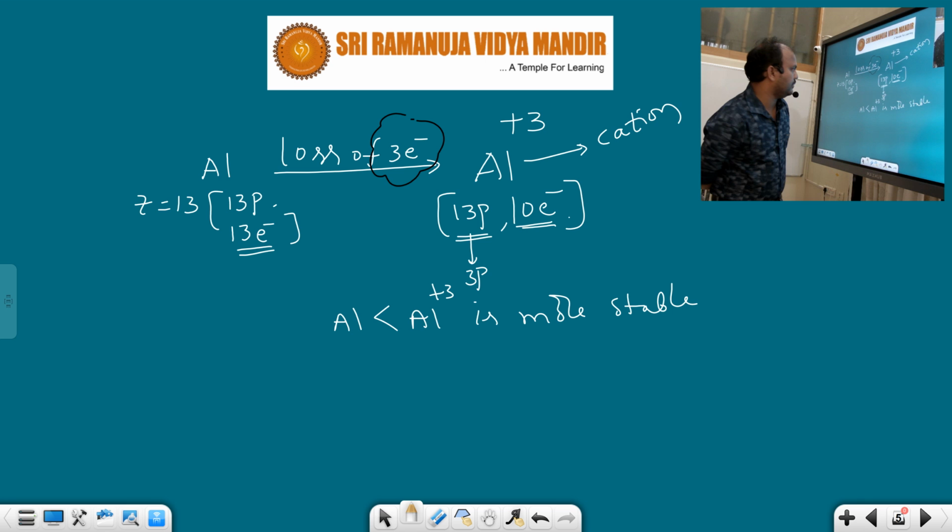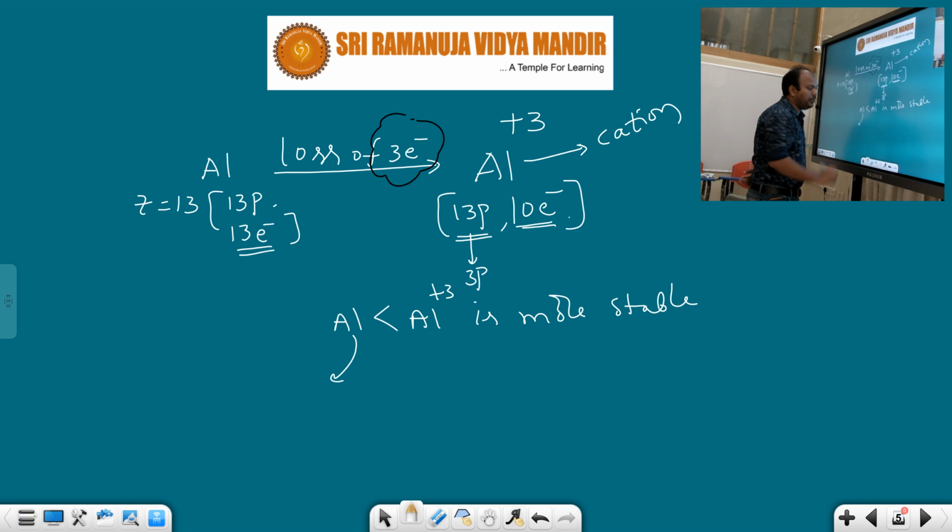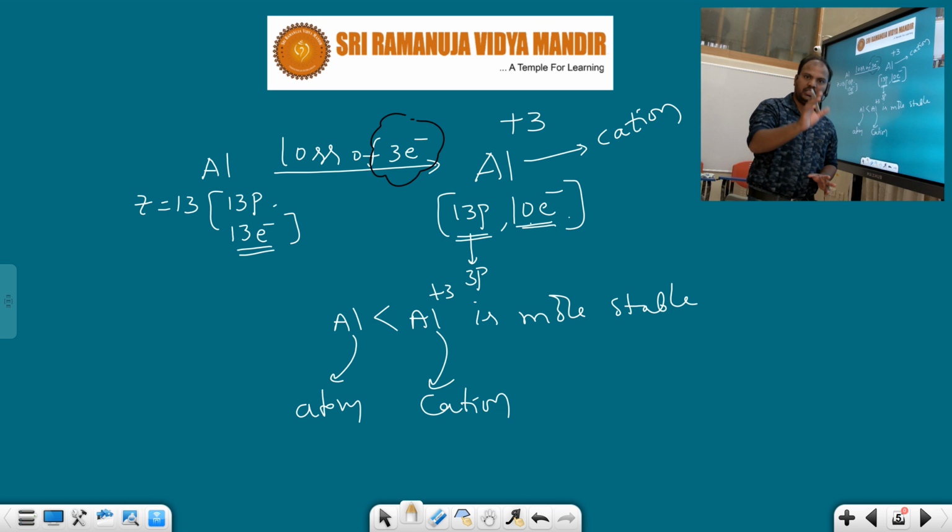Here you should identify that aluminum atom properties are different, and Al3+ cation properties are different. This is the atom, this is the cation. Both properties will be different, because even if one electron changes, the entire matter's properties will change. That is the importance of electrons. One electron change in the matter changes the entire physical and chemical properties. So the aluminum atom and the Al3+ cation have different physical and chemical properties due to the difference in electrons. Here 13 electrons, here 10 electrons.